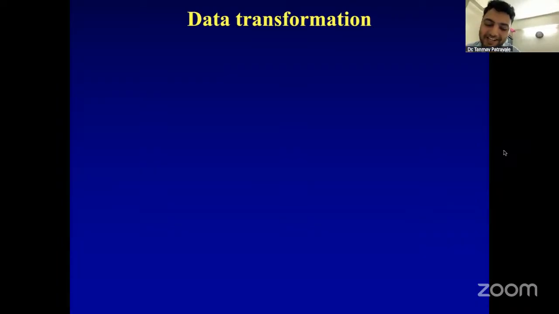It's the application of a mathematical function to each data point. Basically, each data point is replaced by a transformed value, which makes it easier to interpret and makes it better distributed at times.